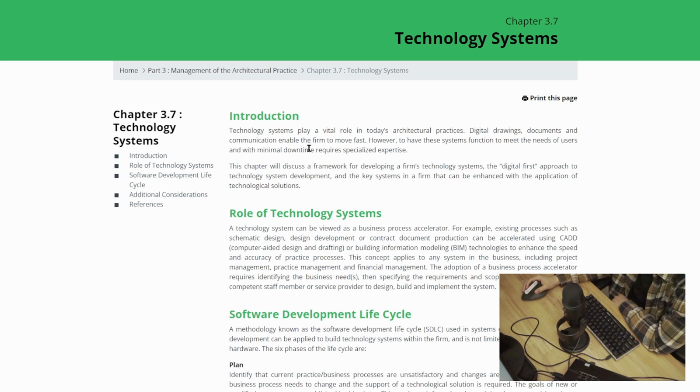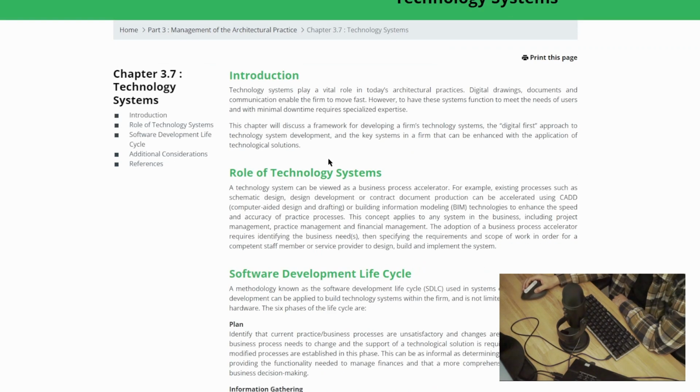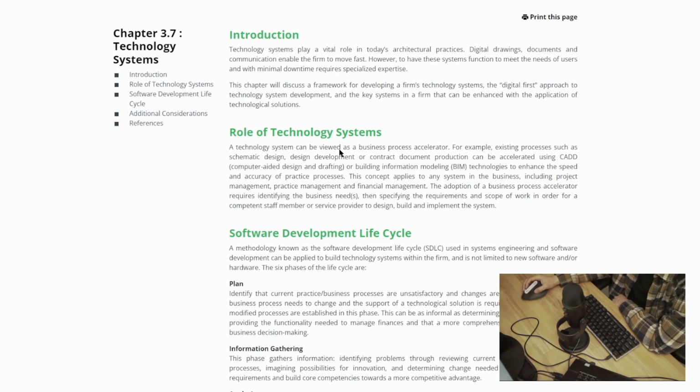Technology systems play a vital role in today's architectural practices. Digital drawings, documents, and communication enable the firm to move fast. However, to have these systems function to meet the needs of users and with minimal downtime requires specialized expertise. This chapter will discuss a framework for developing a firm's technology systems, the digital-first approach to technology system development, and the key systems in a firm that can be enhanced with the application of technological solutions.